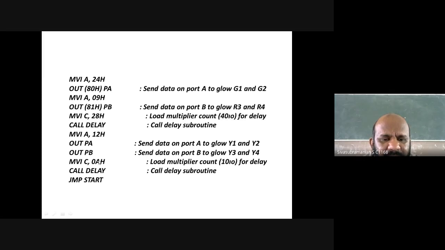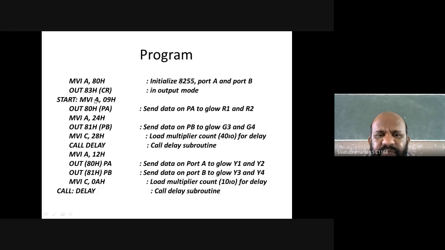Right? And finally, just to make sure that the process gets repeated continuously, I've introduced a statement called JMP start, right? So it jumps to the start. Start is nothing but it is available here, right? So it jumps back to the first condition of my east and west green color light glowing and my north and south red color light glowing. Okay, and the sequence will get repeated continuously.